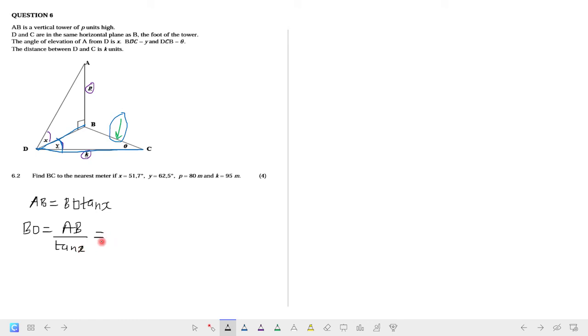Now let's substitute that. So what is AB? AB is P. So the value for AB here is 90, it is 80, sorry. 80 over 10 x. Now what is x here? X is 51,7. Now if you press that in your calculator, you get your value of BD as 63,18. Then now you have what?